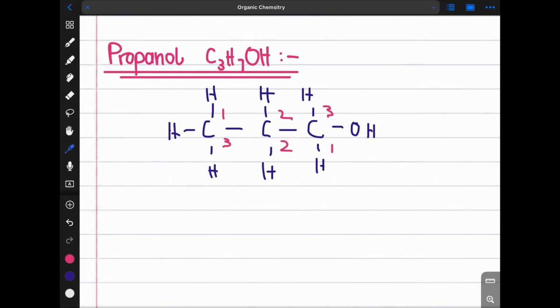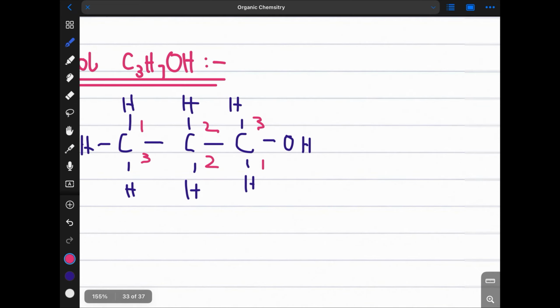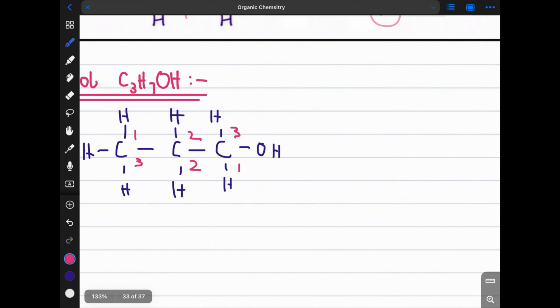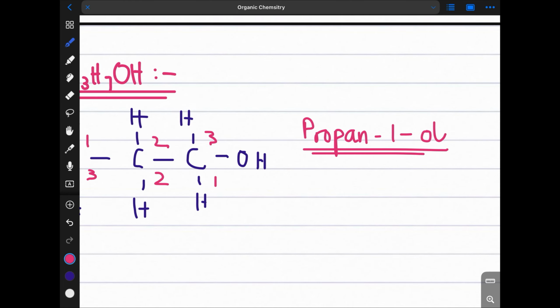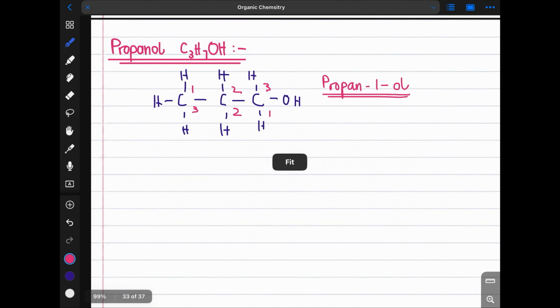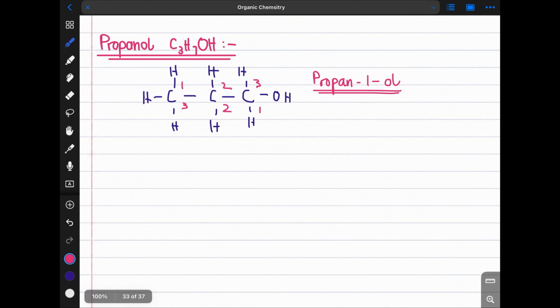So therefore, we're going to use 1 as our number to name the isomer like this, which is going to become propan-1-ol. So this is our first isomer. Now let's draw structure 2, which is going to be different from this one. So we're going to draw it like this.